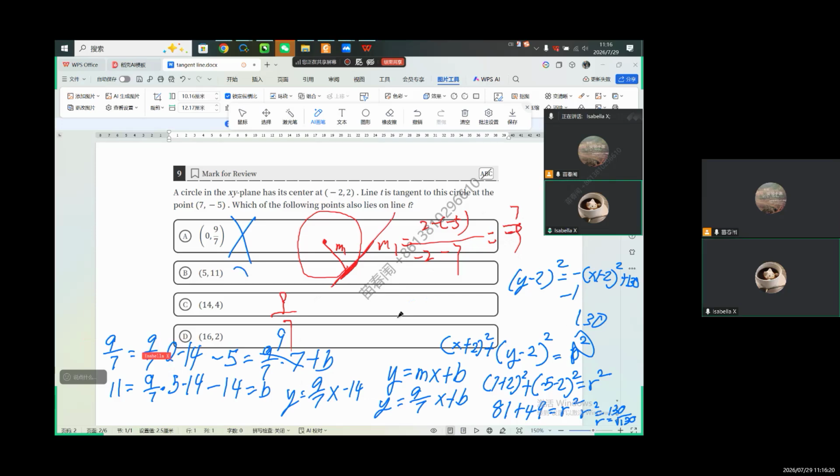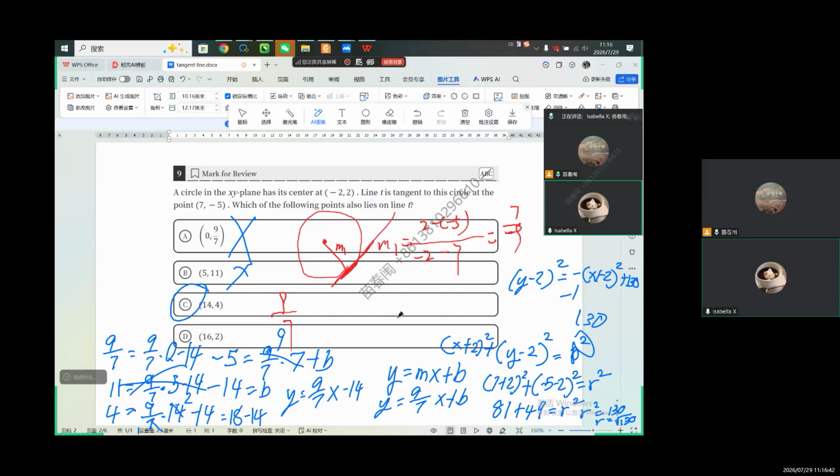No, wrong. And then 4 equals... yes, C. Yes. B. Exactly.